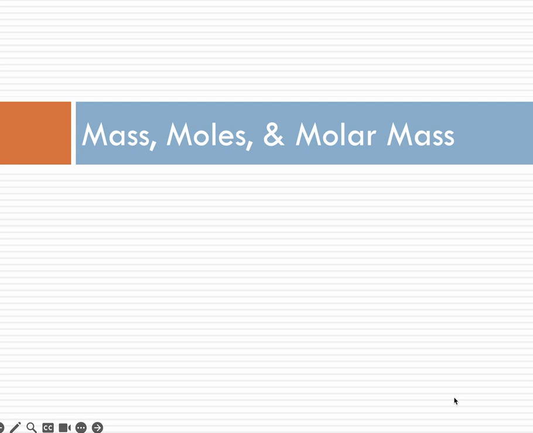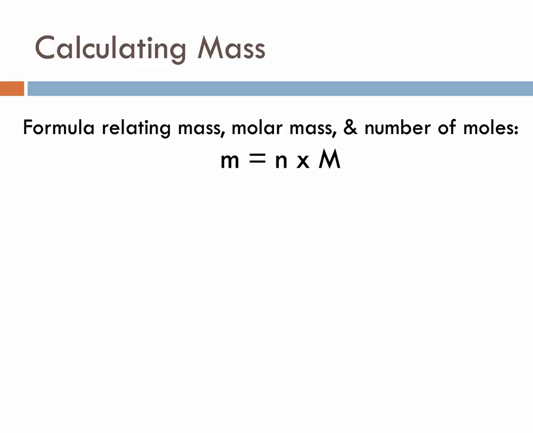So next we're going to learn how mass, moles, and molar mass are connected. So here's the formula that connects mass, moles, and molar mass, but just to make sense of where that came from, think about molar mass. The definition of molar mass is the mass for a single mole of your substance, right? It's the gram per mole. That's what your molar mass is. That's big M right there.